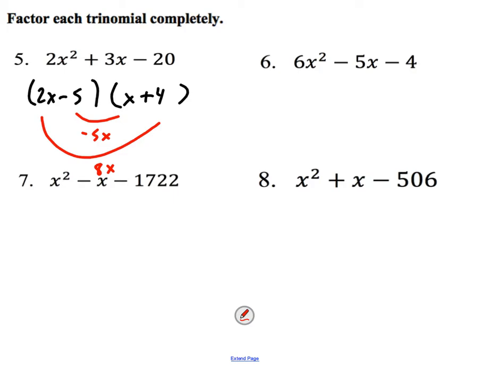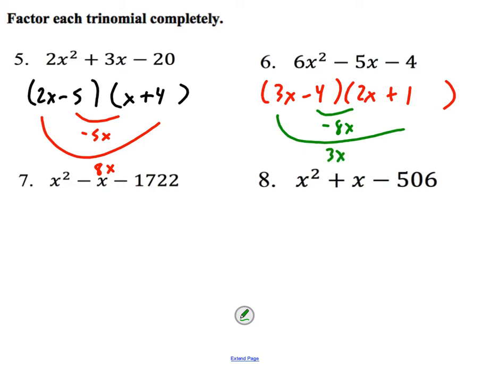All right, looking at number 6 there, what times what gives you a 6x squared? It'd be a 3x and a 2x. What multiplies to give us a negative 4? That would be a negative 4 and a 1. Check your inners and outers. Negative 8x plus 3x does indeed add to give us our middle term there of negative 5x.